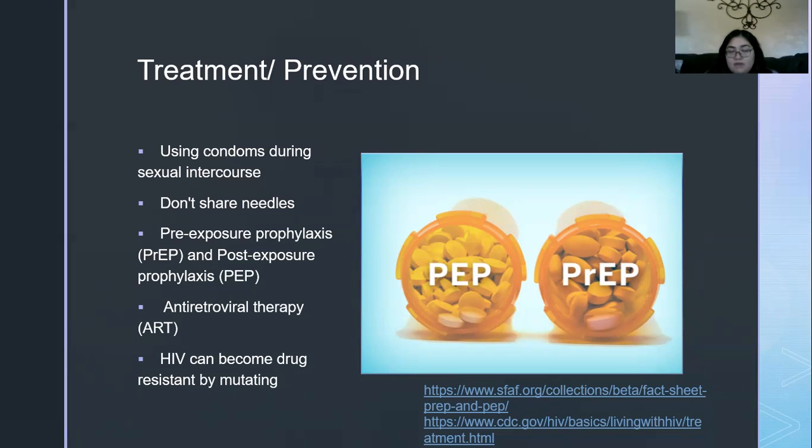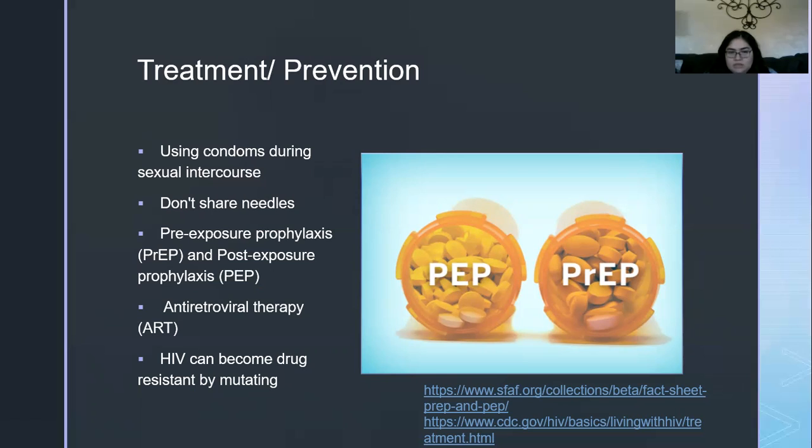Also, if the mother is HIV positive, she can take the HIV medicine, which I'll talk about in a second, and that will give her a low risk of transmitting HIV to the child, but it is still recommended to avoid breastfeeding. And then if you have been exposed, you can take PEP. PEP should be taken within 72 hours of possible exposure to HIV. After that, the chances of preventing HIV are very low.